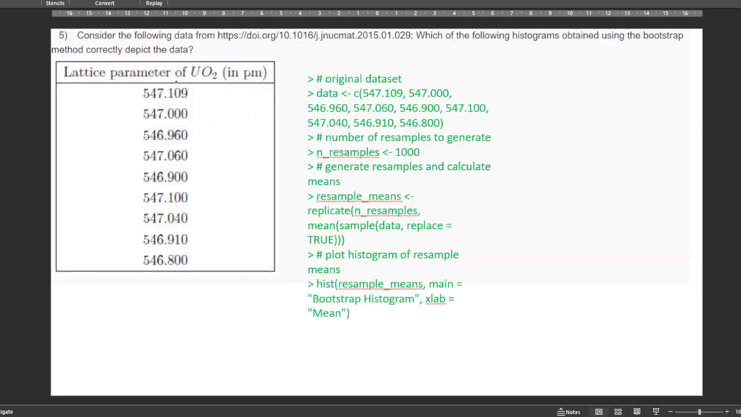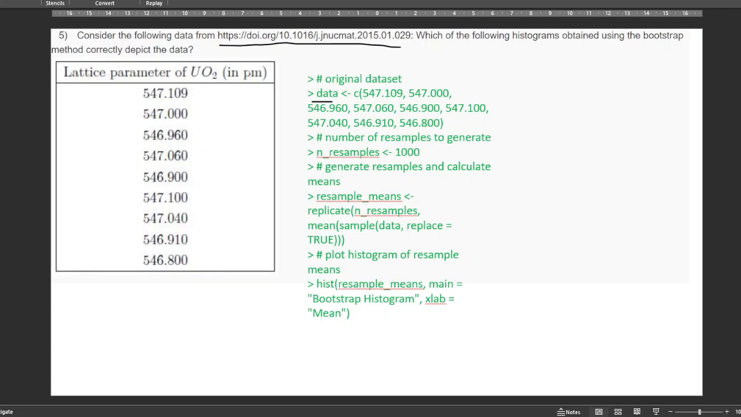So fifth question: consider the following data. This is from a paper. Which of the following histograms obtained using the bootstrap method correctly depict the data? In order to obtain a data set, first we can input the data using c of the name of the data. Then we can resample it to 1000 using resample to 1000. It generates random data, calculates the mean and replicates the mean of the sample data. Then we can plot the histogram.